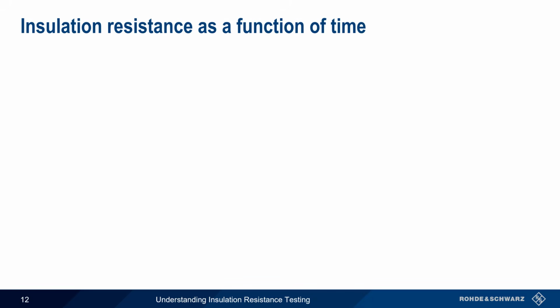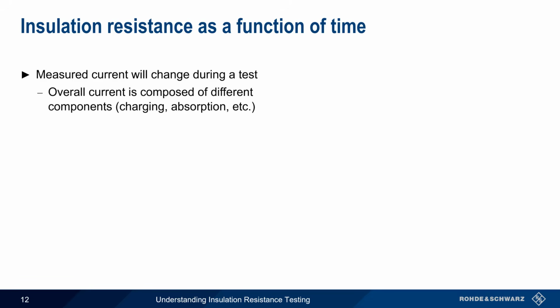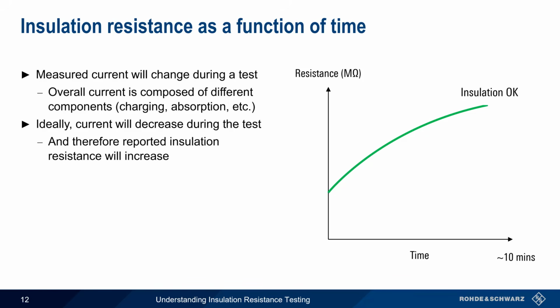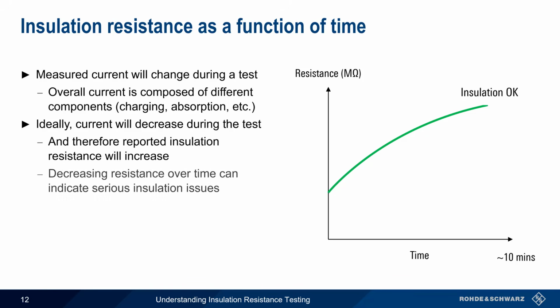A typical insulation resistance test lasts from tens of seconds to tens of minutes. It's normal for measured current to change over time because the overall current consists of different components, such as the charging current and absorption current, and these have time-varying values. Ideally, total current will decrease during the test, and thus the reported insulation resistance will increase over time. On the other hand, if the current through the insulation is increasing, this will manifest itself as a decrease in resistance over time, which usually points to serious issues with the insulation.